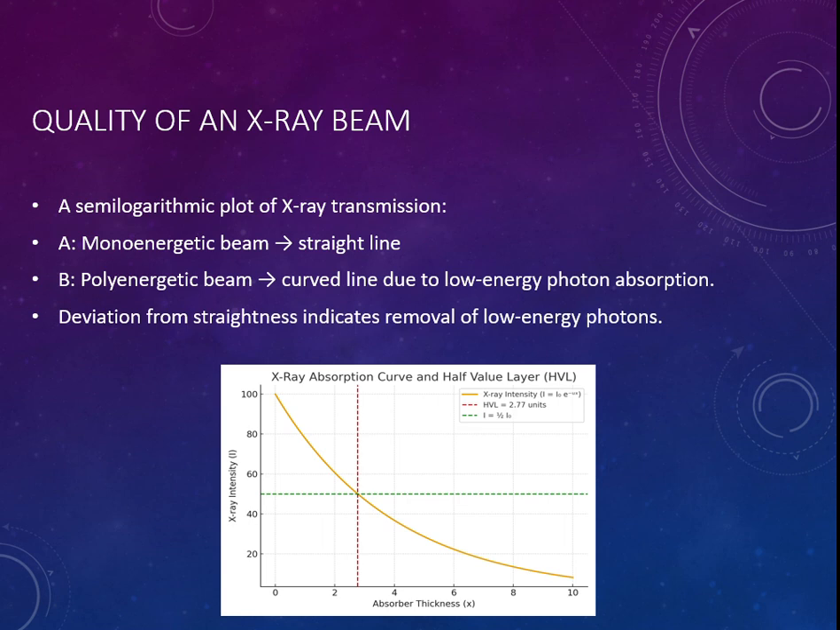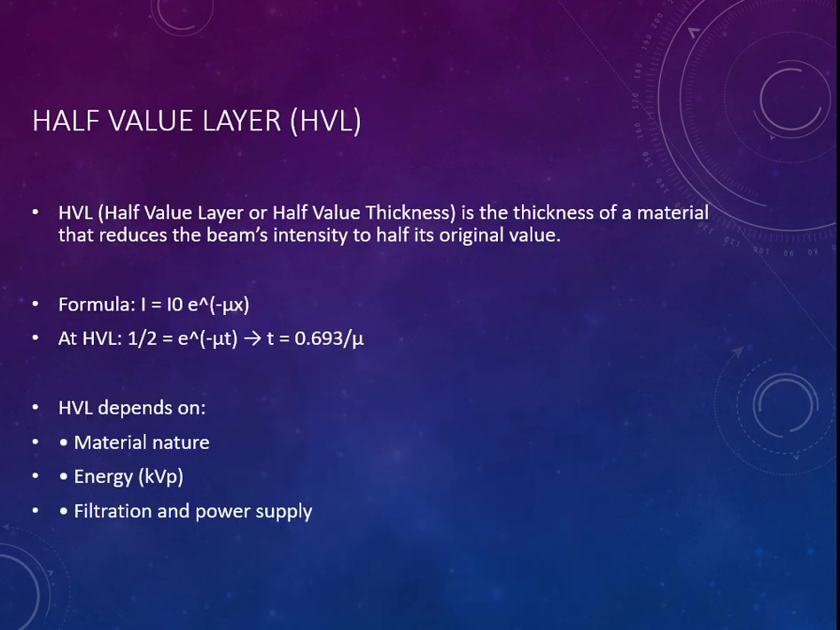Slide 4, Half-value layer, HVL. The half-value layer, or HVL, is the thickness of material that reduces the X-ray beam's intensity to 1/2 of its original value. Mathematically, HVL equals 0.693 divided by mu, the linear attenuation coefficient. A higher HVL means a more penetrating, higher-energy beam. That's why HVL is a key measure of X-ray beam quality.